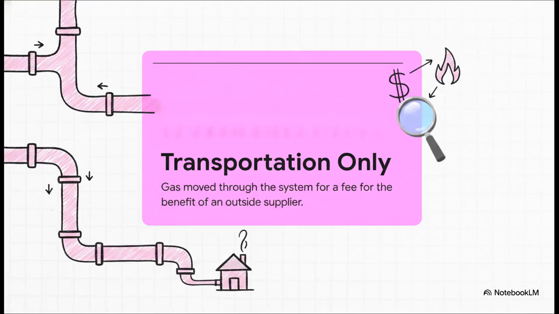But we have to distinguish that bundled model from what the guidelines call transportation services only. You see, in deregulated markets where they have customer choice programs, the utility might literally just be moving gas through its pipes for a fixed fee. The actual gas itself is being sold by an entirely different third-party supplier. The framework is strict here. Utilities absolutely must report the rates for these two distinctly different services separately.